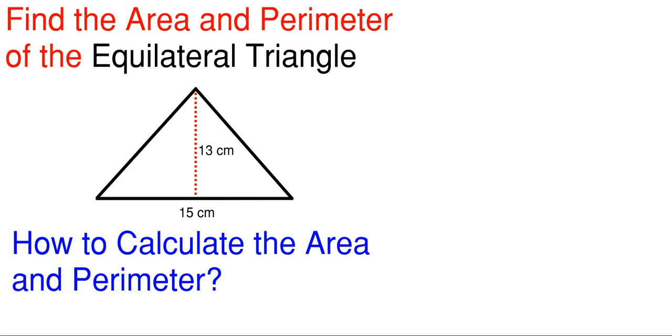So what we're going to be going over today is calculating the area and perimeter for an equilateral triangle. And we're going to be doing this for the equilateral triangle shown on the screen here.